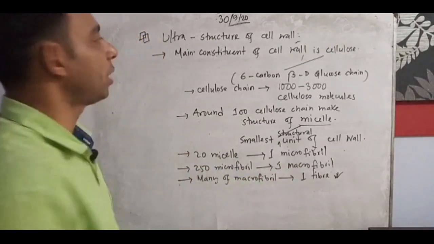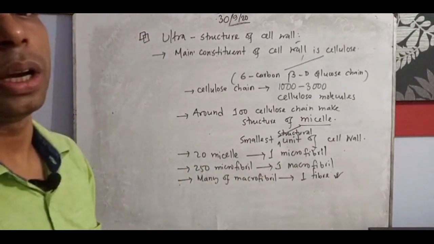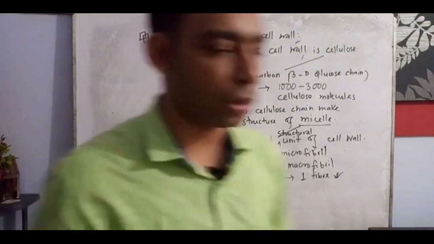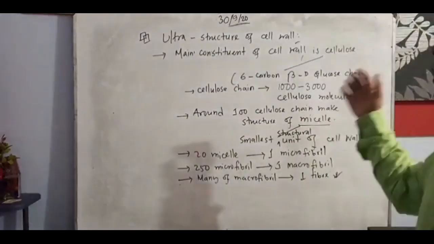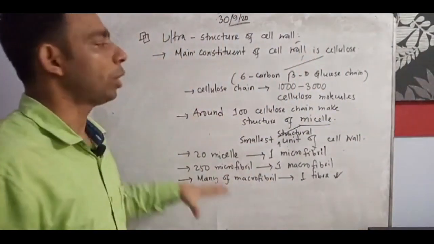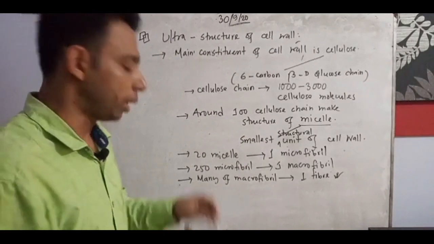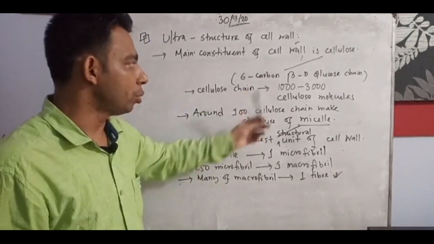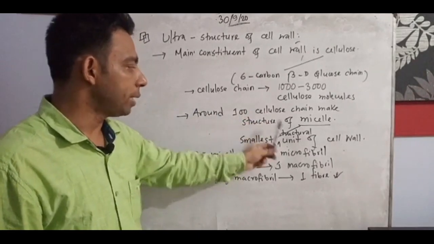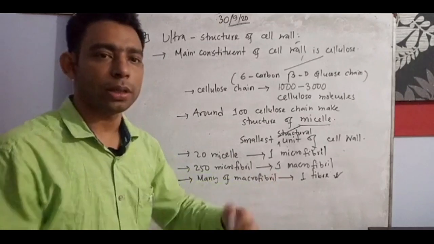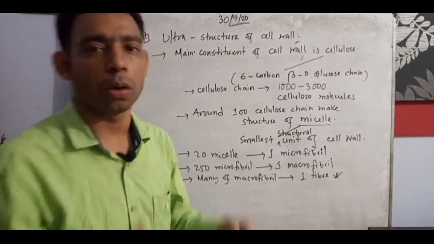So this is the ultra structure of the cell wall. I hope you understand this about the ultra structure. It is very important information that I incorporated: cellulose chain, micellar, microfibril, macrofibril, fiber. This is a good note for you for having a good preparation.